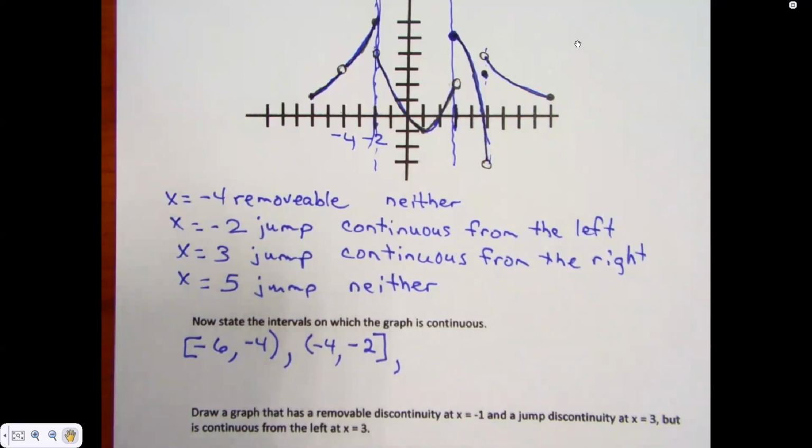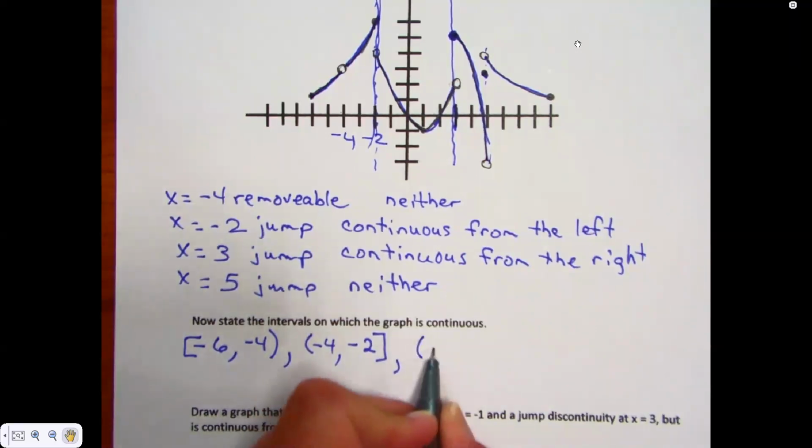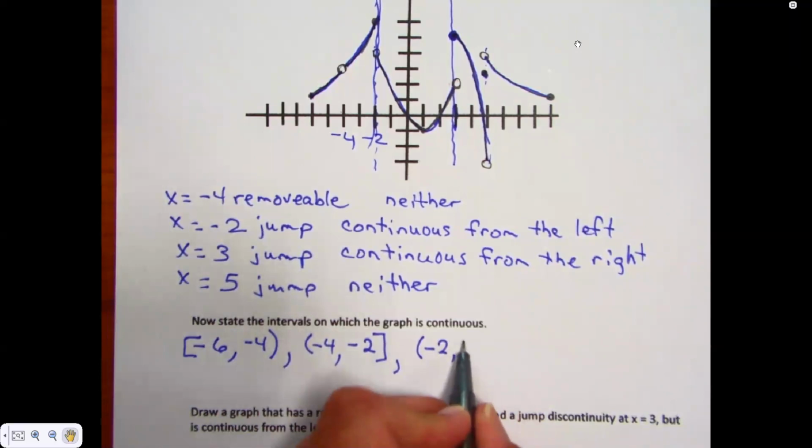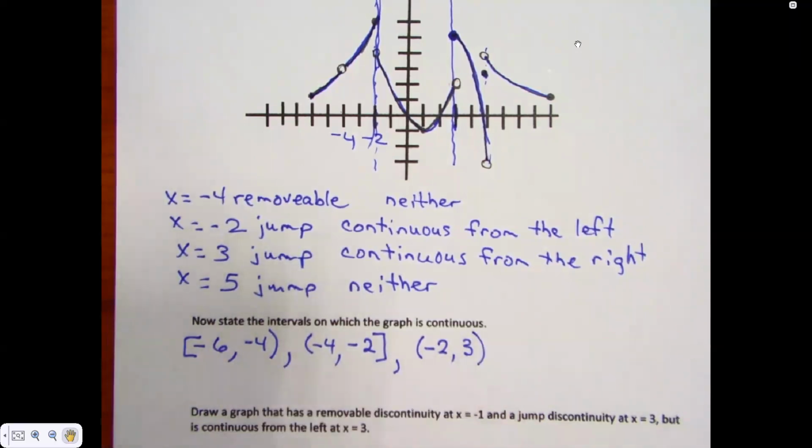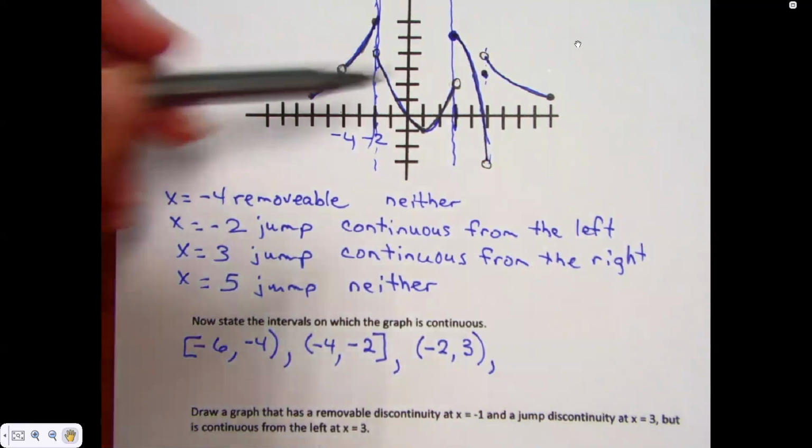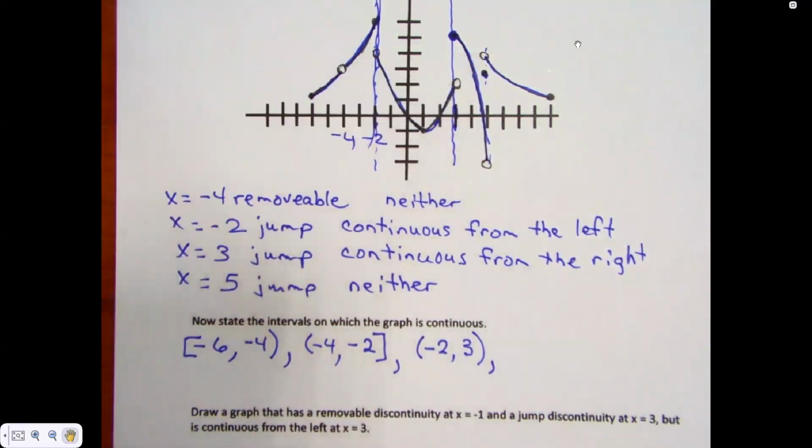To what? To 3, and it's both parentheses because there's open circles on each end. Next one. Yeah, okay. 3 to 5.